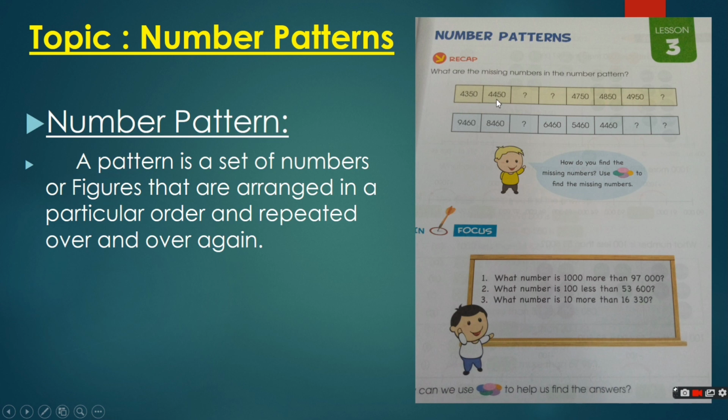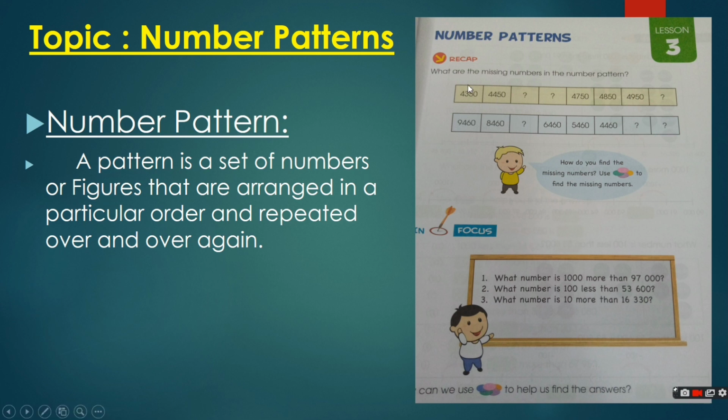4,350, 4,450, then dash and dash. By observing these numbers, can you find which place value is getting changed over here? If we observe, the digits in the ones place are the same, that is 0 and 0. The digits in the tens place are also the same, that is 5 and 5, and the digits in the hundreds place are getting changed over here. In the first block it's 300 and the next one is 400. It means it's increasing order.